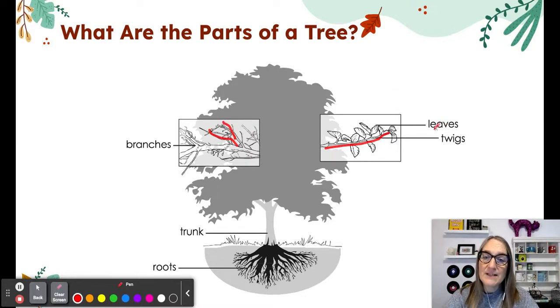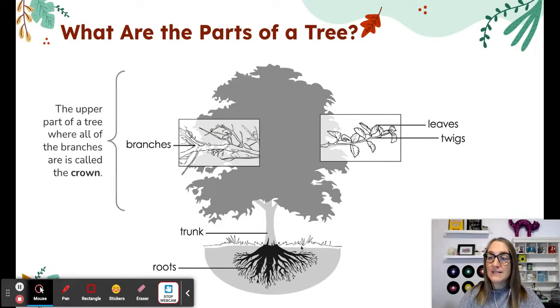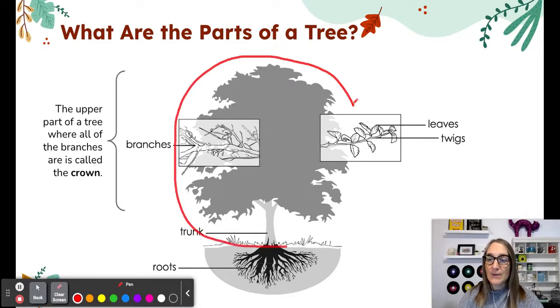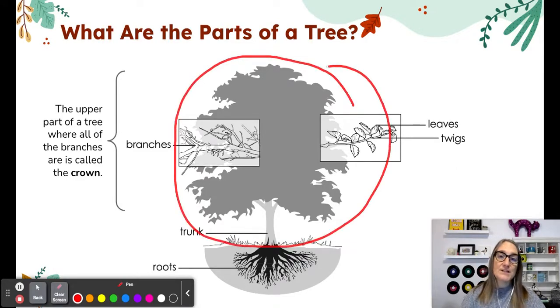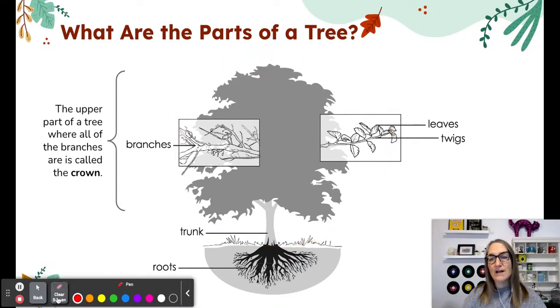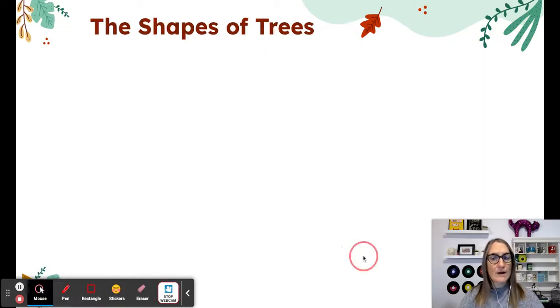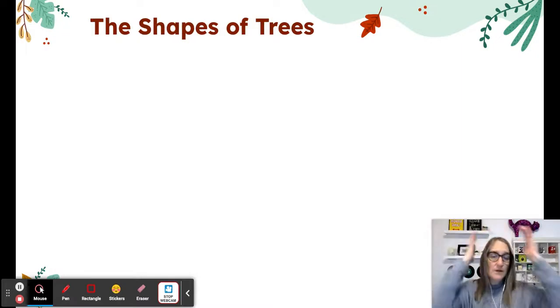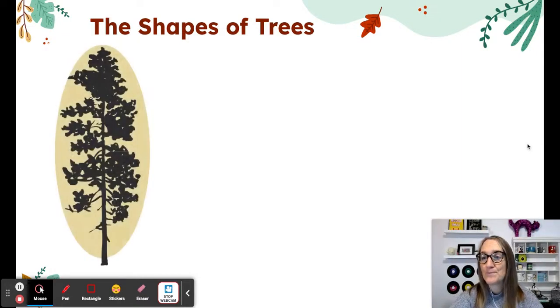And last but not least, we have our leaves. You guys all know what leaves are. There's one other section of a tree that is important to know, and that is the crown. That's this upper part of the tree where all the branches and leaves are. And if you think about it, that word crown makes sense because it's like the top. And where do you put a crown? On top of your head.